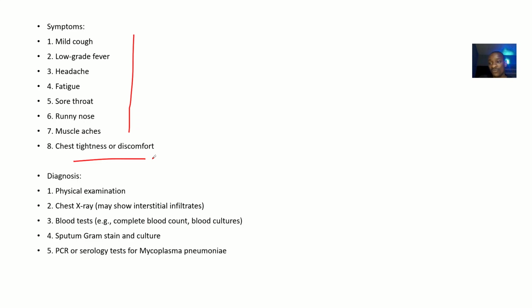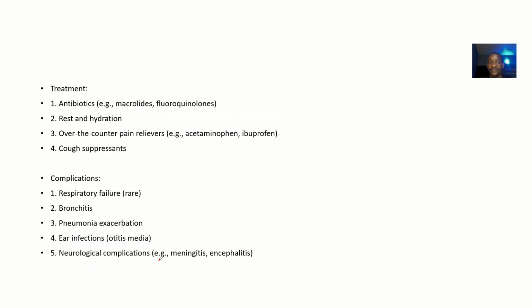How can you confirm that you have walking pneumonia syndrome? Basically, you do a physical examination of the patient, chest X-rays, blood tests, sputum Gram stain and culture, PCR or serology test for Mycoplasma pneumoniae. Treatment: you still employ antibiotics, advise the patient to rest, rehydrate them, then over-the-counter pain relievers, and cough suppressants should also be employed.